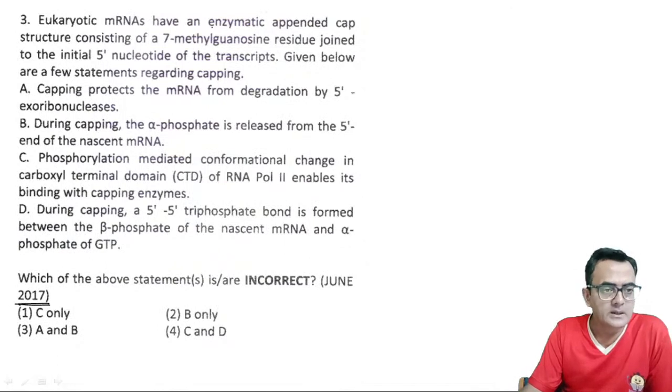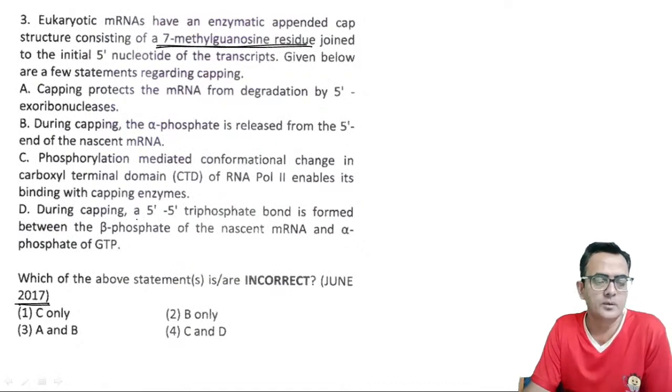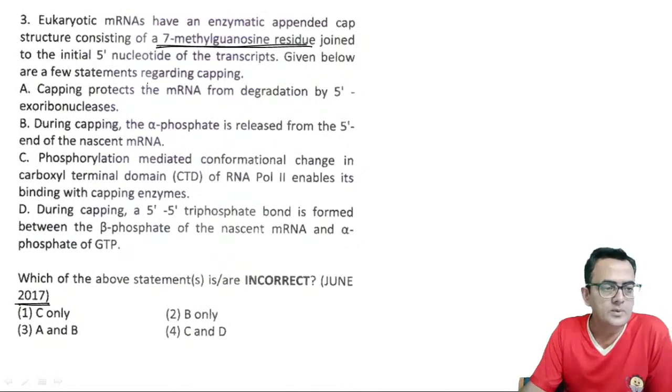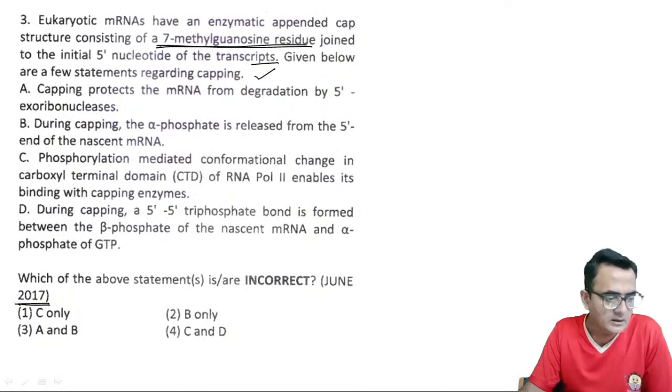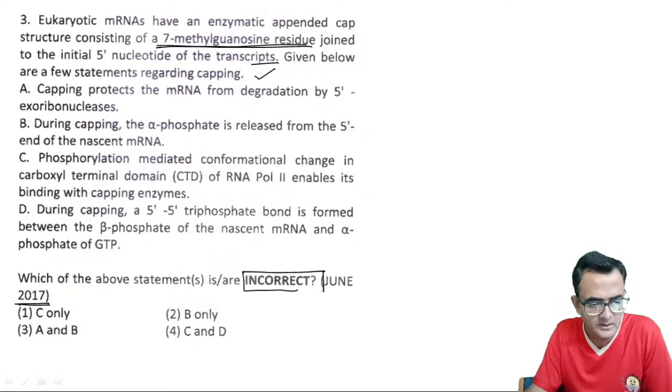So eukaryotic mRNA have an enzymatically appended cap structure consisting of a 7-methyl guanosine residue. This is called the 7-mG cap, as we discussed, joined to the initial 5' nucleotides of the transcript. Given below are a few statements regarding the capping. And see, the strategy is to quickly read the last statement of the question, so that you can save your time in CSIR-UGC NET or any kind of competitive exam. Ultimately they are asking which is incorrect. So you keep that in mind, and then you read the statements.